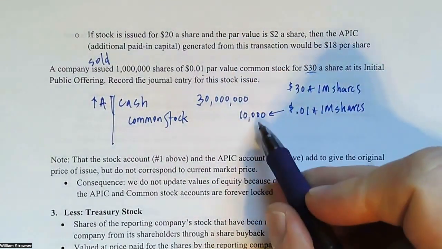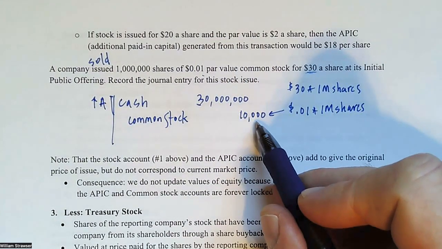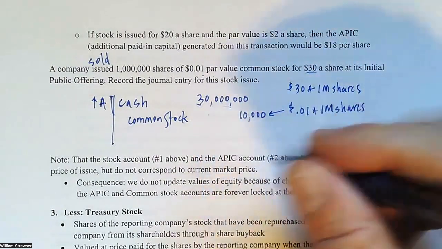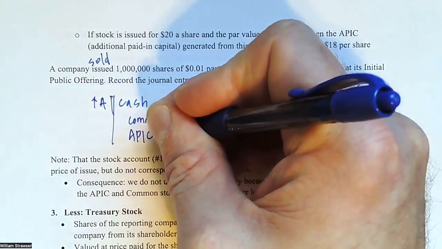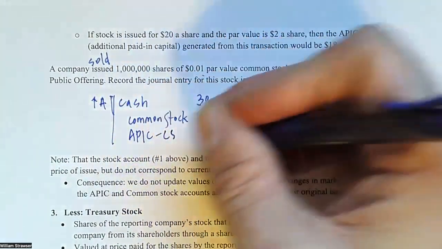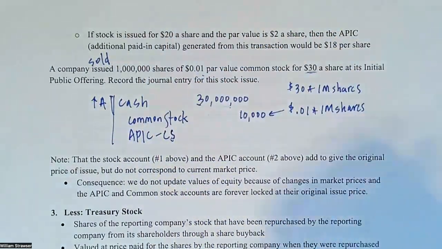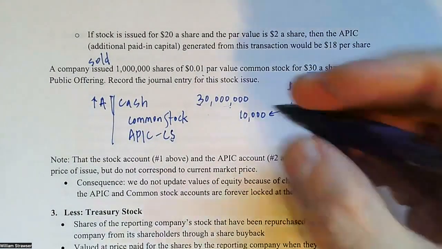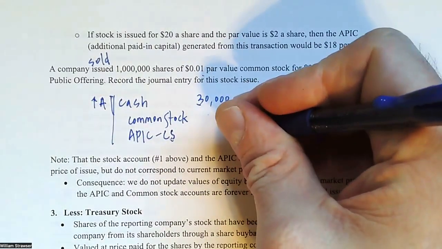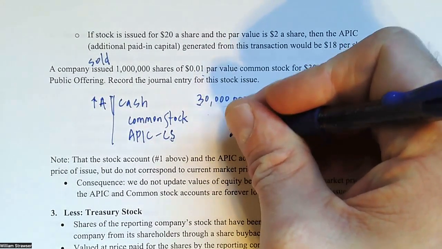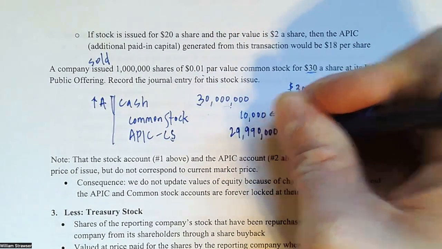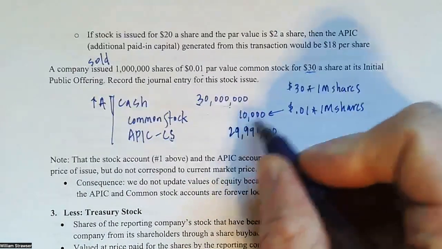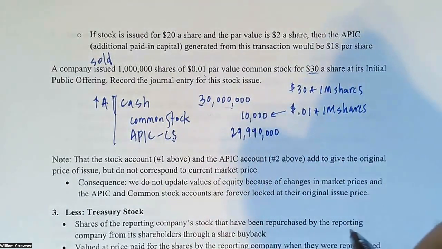Everything over this amount that was received by the company for those shares becomes additional paid in capital for the common stock account, CS, right? Because we could have additional paid in capital from preferred stock or treasury stock sometimes. So then we would have $29,990,000 of APIC, which is just the amount that was paid in excess of that common stock, right?